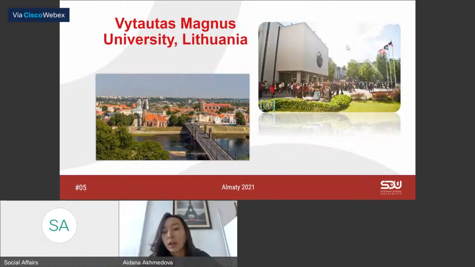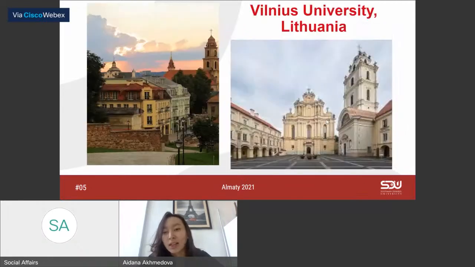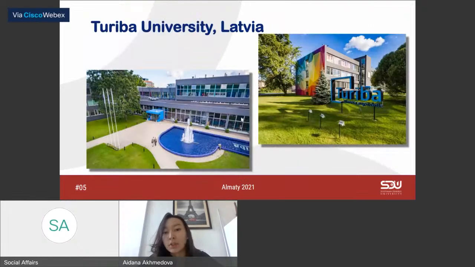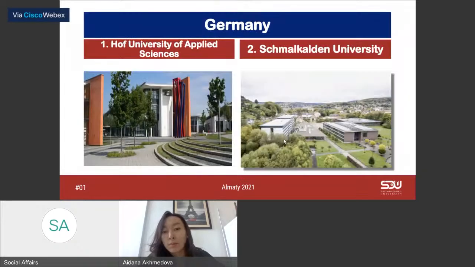So here we can see what kind of partner universities we have. This is Vytautas Magnus University in Lithuania. This is Vilnius University, also Lithuania. Students choose Lithuania because it's a very cheap country. So the next one is Riga University, Latvia. Students from the business school mostly choose this university, especially those studying finance and management. This is our favorite partners from Germany, Schmalkalden University and Hof University of Applied Science. Mostly students from the engineering faculty apply to these universities, okay?